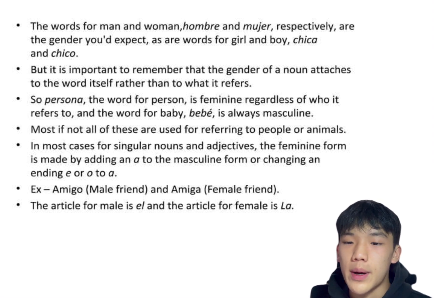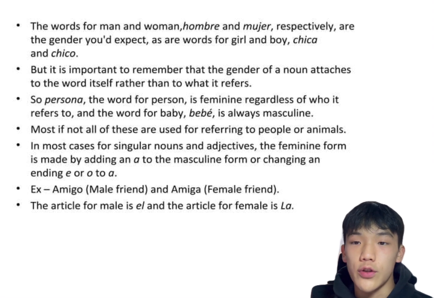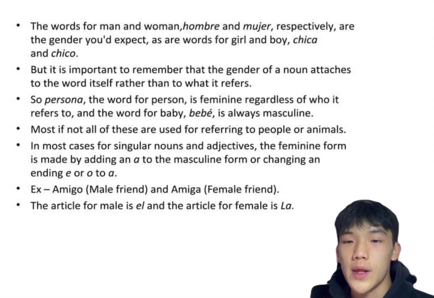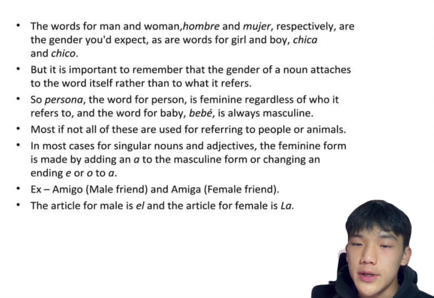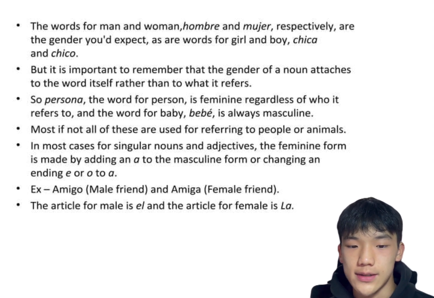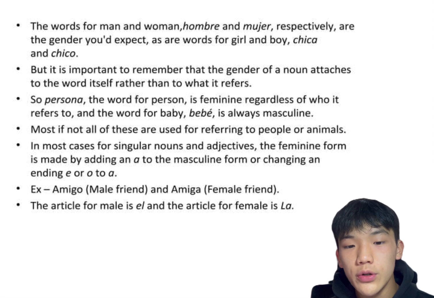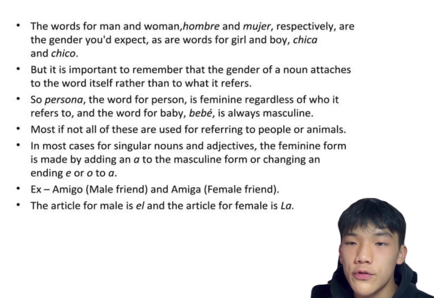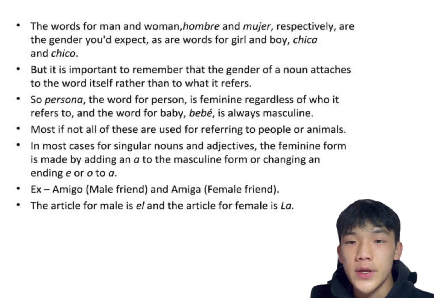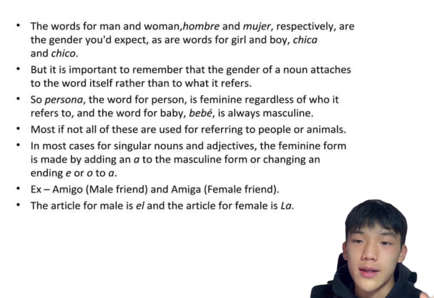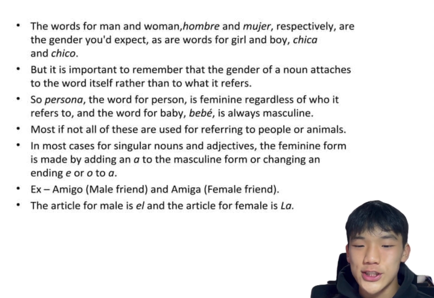But it's important to remember that the gender of a noun attaches itself to the word rather than what it refers to. So persona, the word for person, is feminine regardless of who it refers to. And the word for baby, bebé, is always masculine. So the article for men is el, and the article for female is la. To translate this into English, the boy is el niño, and the girl is la niña. In this case, el and la are "the" in Spanish.